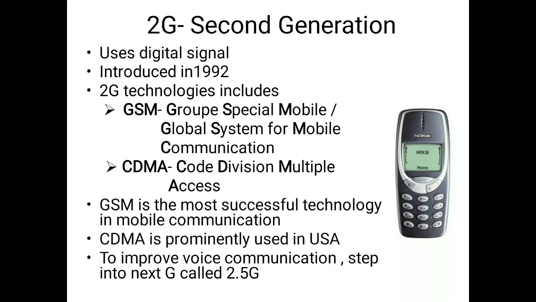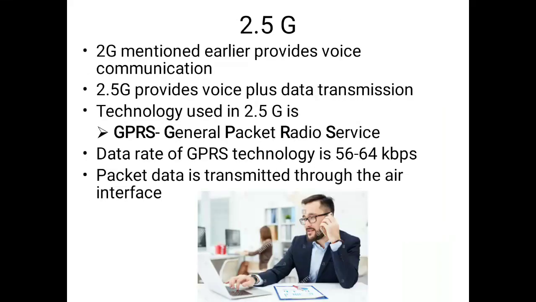To improve the voice communication which is provided in 2G, we go for further improvement in data rate, so we step into 2.5G. As mentioned earlier, voice communication provided by 2G is a plus, although we need data transmission. Hence, to provide voice as well as data transmission, 2.5G came into existence. This technology used GPRS, that is General Packet Radio Service, whose data rate is increased to 56 to 64 kbps. Here the data in the form of packets is being transmitted over the air interface, that is radio service.